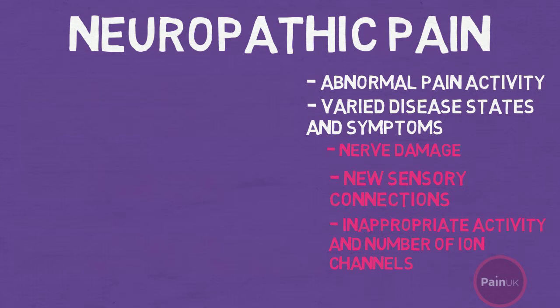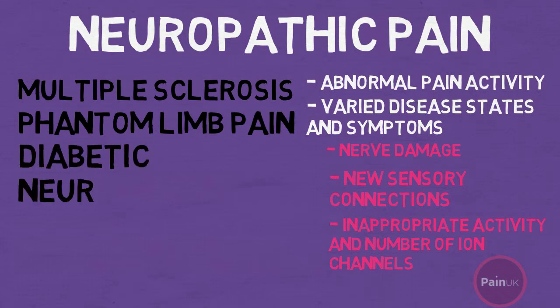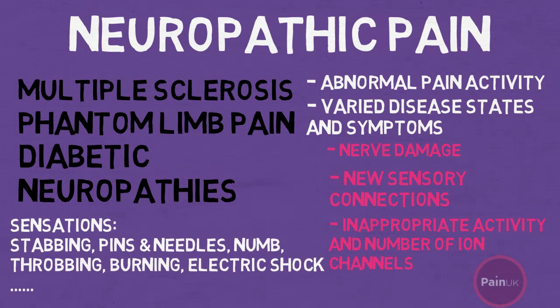Examples of neuropathic pain conditions include multiple sclerosis, phantom limb pain, and diabetic neuropathies. Those presenting with neuropathic pain may feel a range of sensations, including stabbing, pins and needles, numb, throbbing, burning, electric shock, and the list goes on.